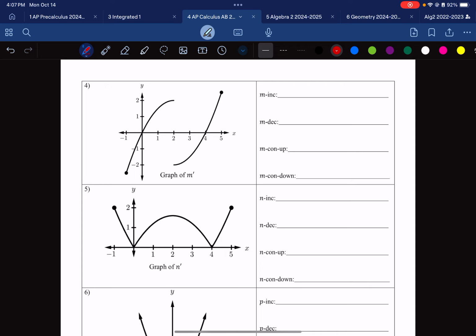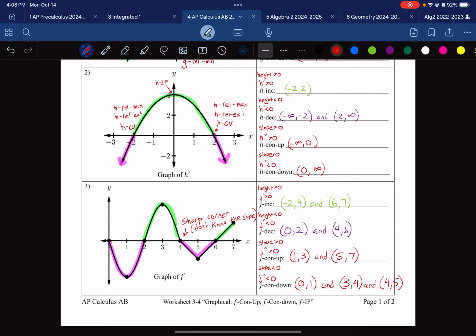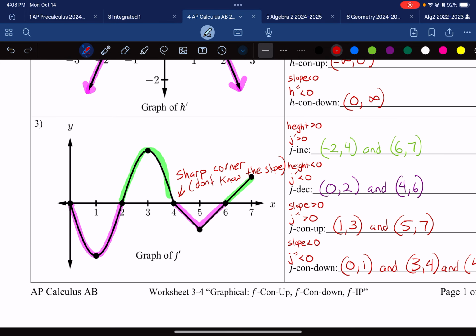Excellent. Let's move on to question number 4. Wait, did I get them all? I did not get them all. Oh, I'm going too fast. First, let's label all the critical values. The critical values are where J prime is equal to 0 or does not exist. So I have a lot of them on this one.